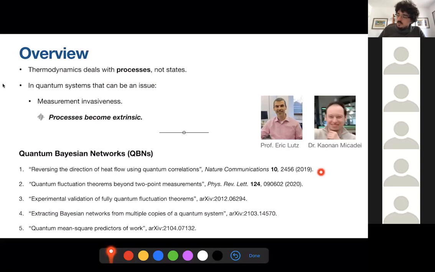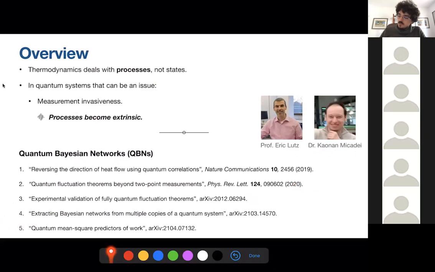So the work I'm going to talk about started really in this experimental paper, which was a big motivation. It was executed by Kaunami Kade under the supervision of Eric Lutz from Stuttgart. Then we have this paper, which formalizes our approach to this problem. We introduce here what we call the quantum Bayesian networks. This is going to be the main topic of this talk.